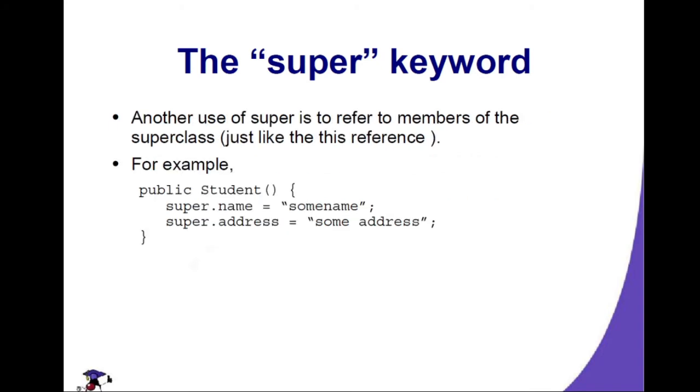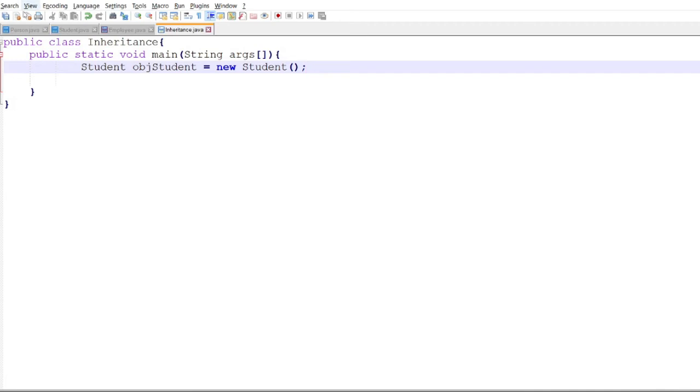Another use of the super is to refer to members of the superclass. Say for example, super.name, super.address, meaning it is from its superclass. Okay, from its superclass. So let's have an example of the use of the super keyword.